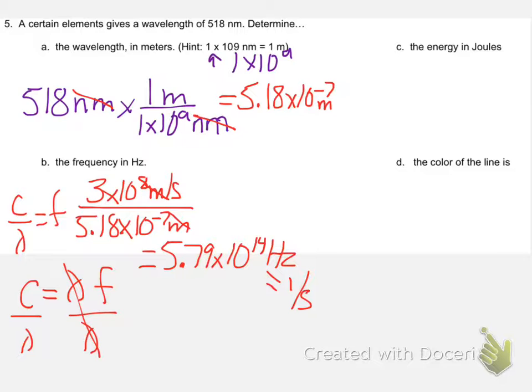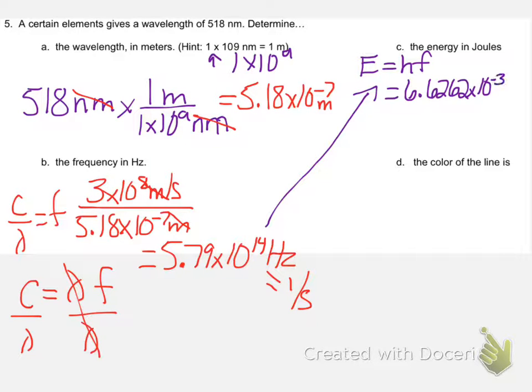Now, the next question says, what would that energy be in joules? In this case, we are going to have to use the equation E equals hf. In this case, I know my frequency from here. So this is going to be equal to Planck's constant, which is 6.6262 times 10 to the negative 34th joule seconds. And I'm going to multiply that times my frequency.